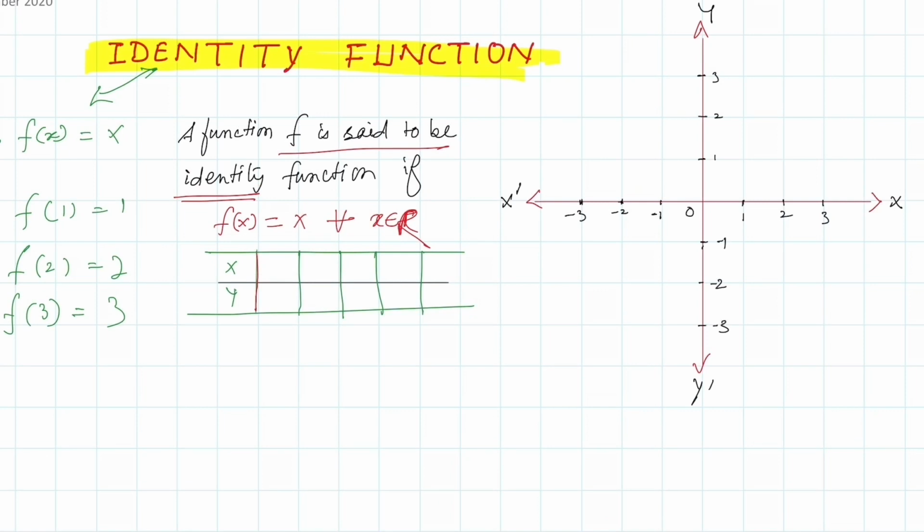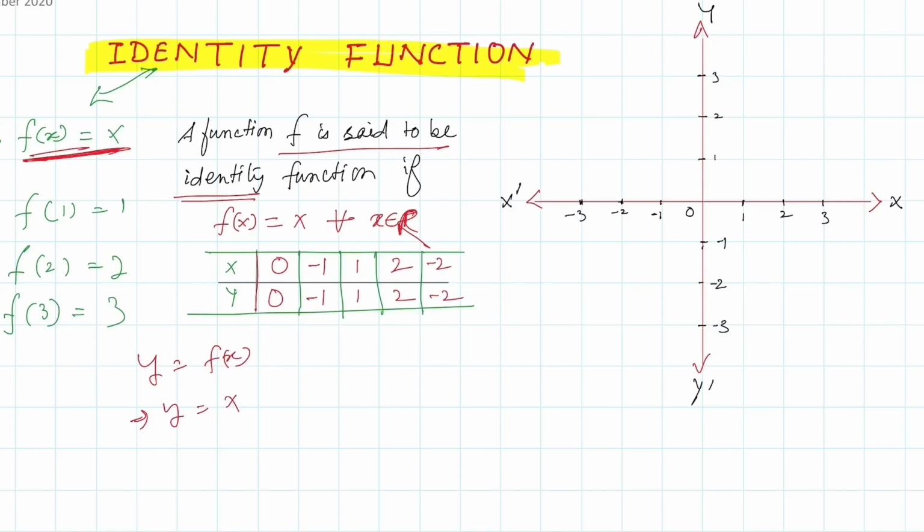Now you see, let us consider y is equal to f of x. According to the definition of the identity function, we have f of x is equal to x, so y must be equal to x. If y is equal to x, then if you put x is equal to 0, y must be 0. If you put x is equal to -1, then y must be -1. If you put +1, then the value of y should be +1. If the value of x is 2, then y is also 2. If the value of x is -2, then y is also -2.